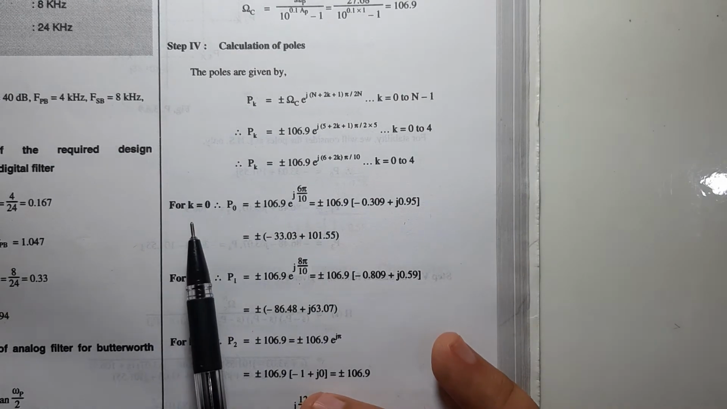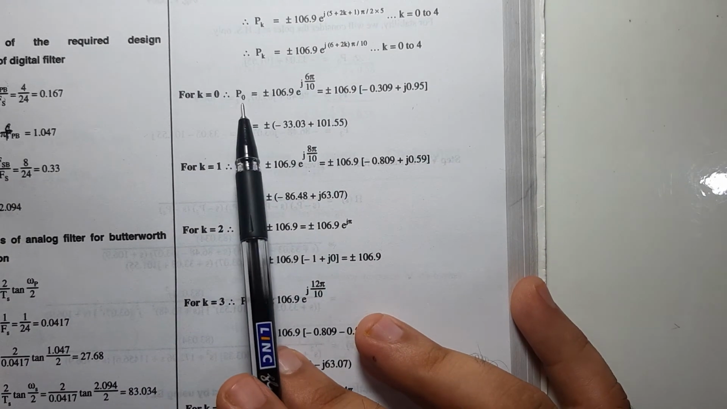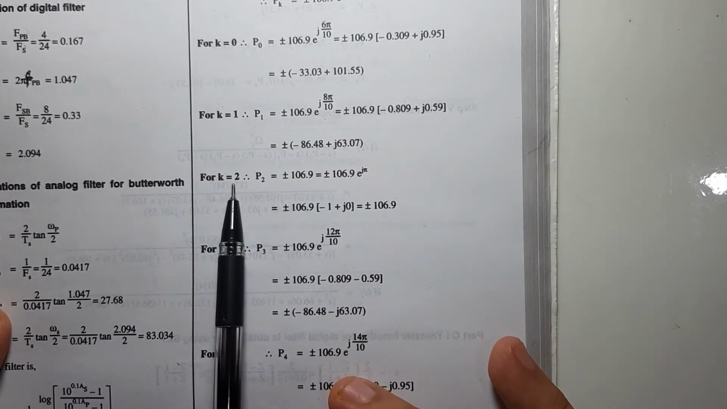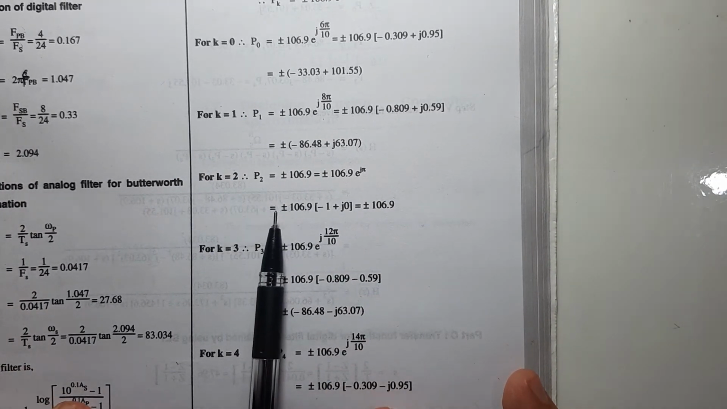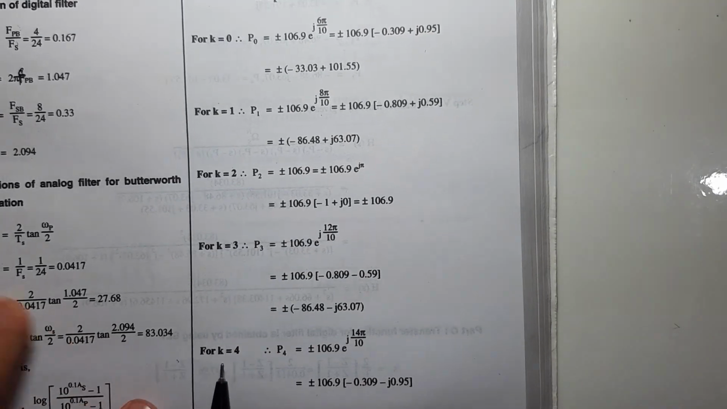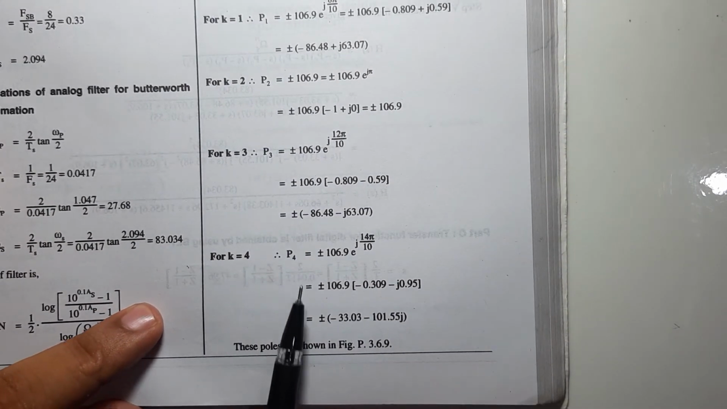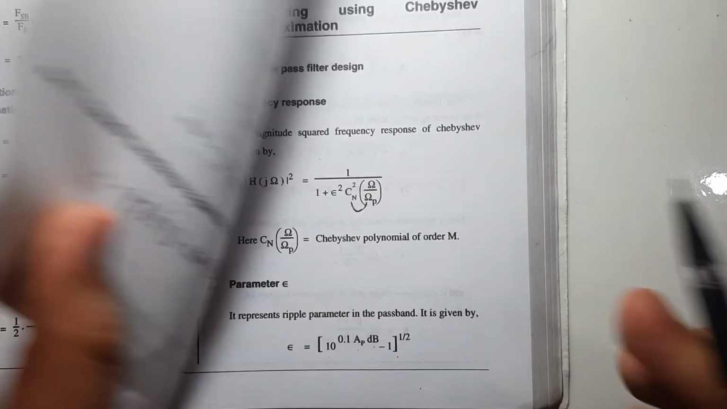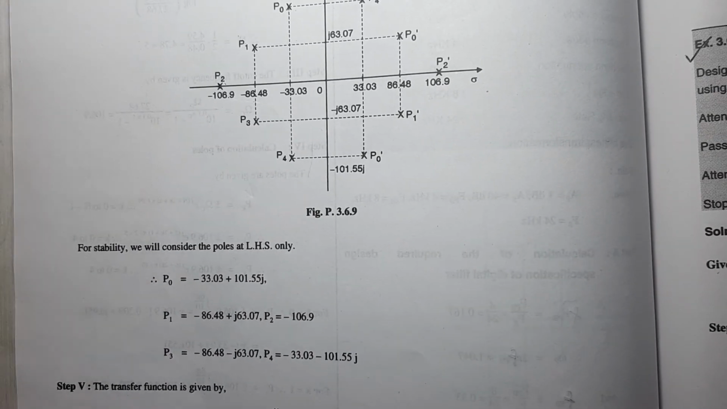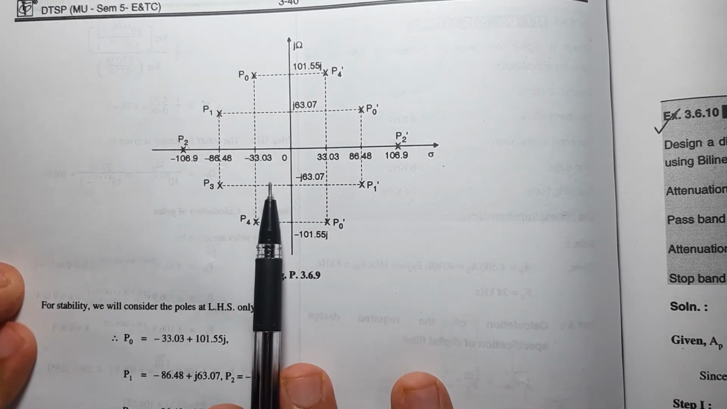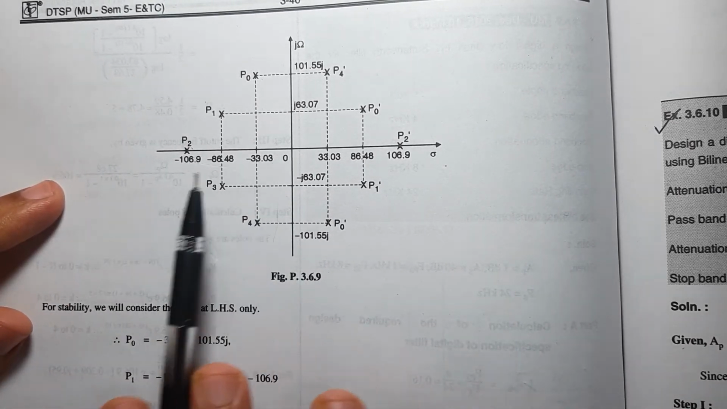Now for k equals 0, you get the value of p0. For k equals 1, you get the value of p1. For k equals 2, you get p2. For k equals 3, you get p3. For k equals 4, you get the value of p4. Now since you have received all the points, it's just a matter of plotting them as shown here. Once you plot them, we'll consider only the left hand side poles.